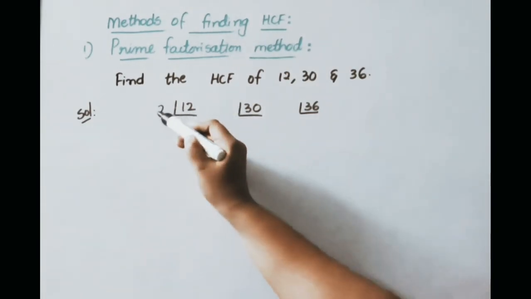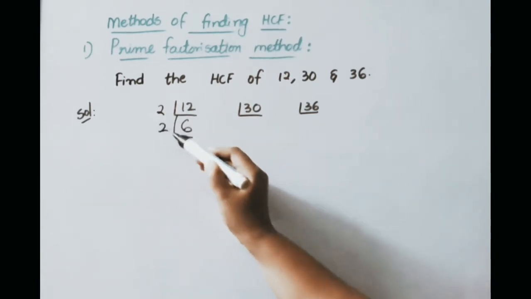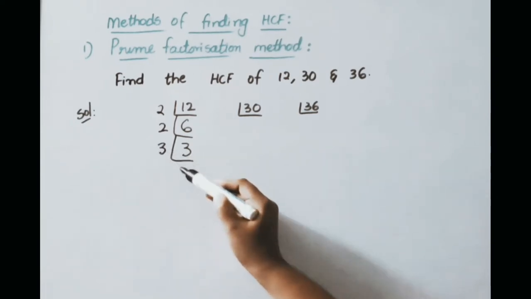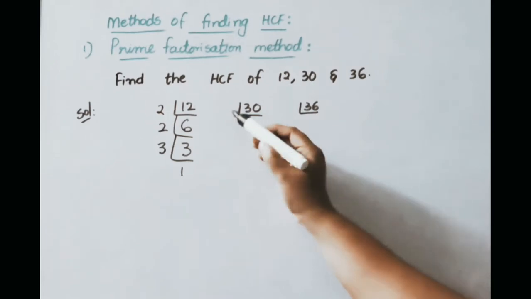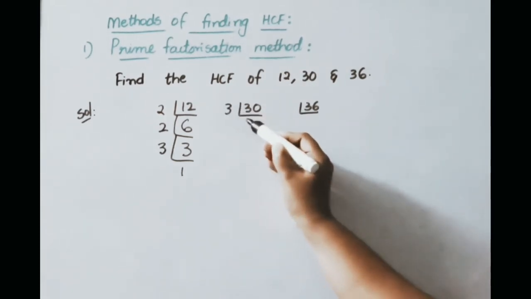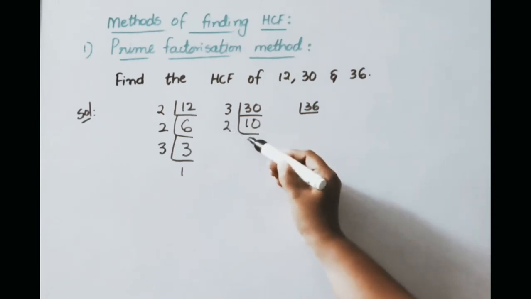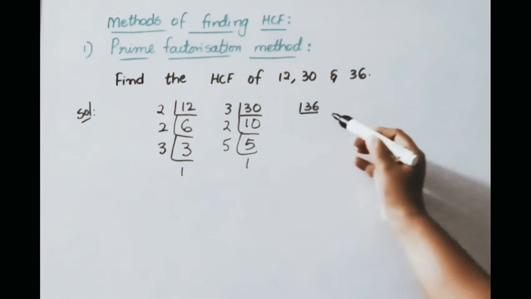So 2 table, 2 6s are 12. Again 2 table, 2 3s are 6. Now 3 table, 3 1s are 3. Now let us see factors for 30. 3 table, 3 10s are 30. 2 table, 2 5s are 10. 5 table, 5 1s are 5.